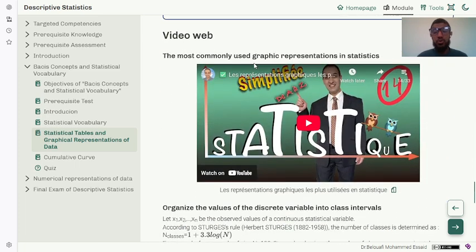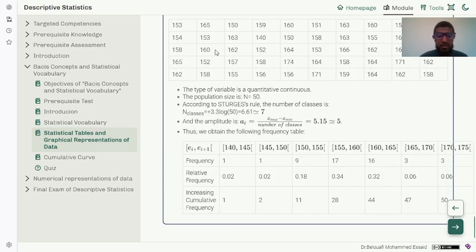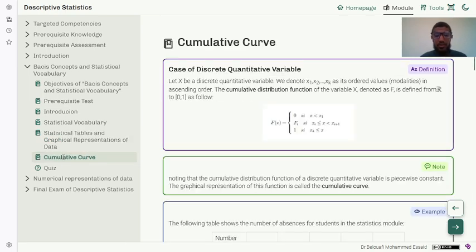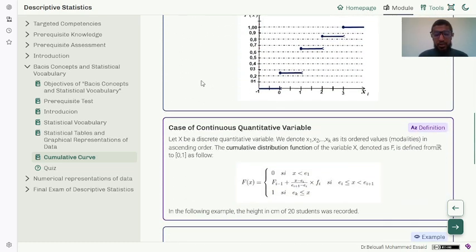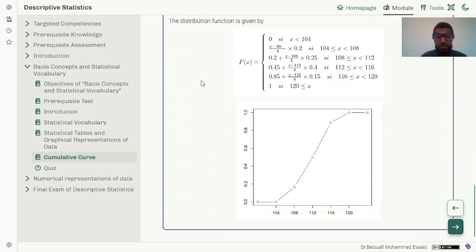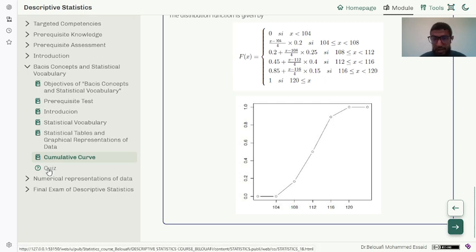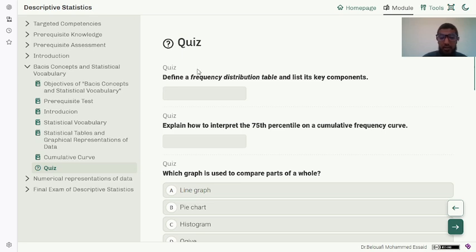Also, I put here a video in order to give more detail for the student to make the idea more clear. The third part of this chapter is cumulative curve. I introduce the cumulative curve in the two cases, in the case of discrete quantitative variables and the case of continuous quantitative variables. And at the end of this chapter, I have some quizzes, some exercises to evaluate the students.